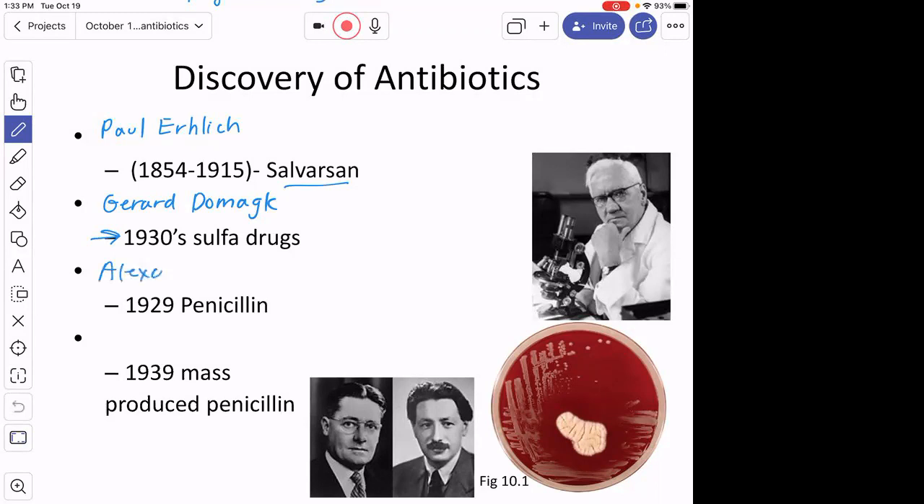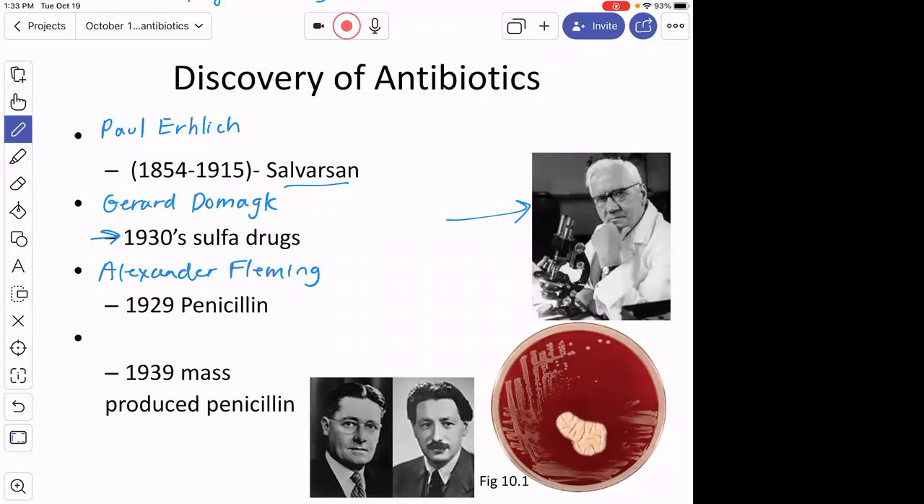Alexander Fleming, I always want to say Ian Fleming. He made the James Bond films, so different guy.